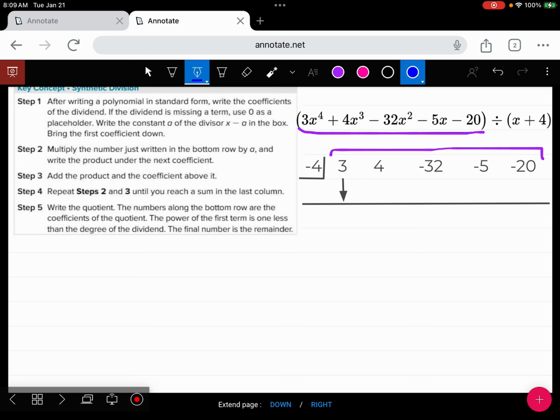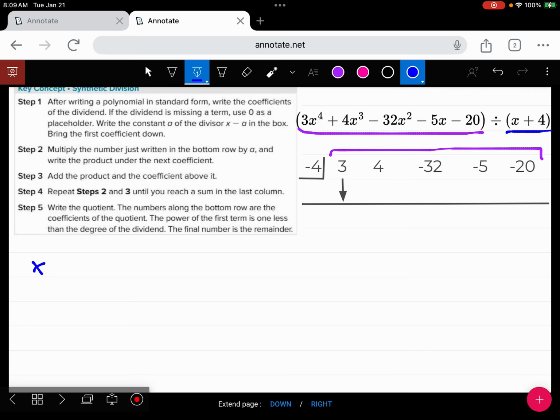Then we need our root, our factor, our 0 for this guy. So we need to know when our x plus 4 actually does equal 0. Well, if we subtract 4 on both sides, that's going to give us x equals minus 4, right?